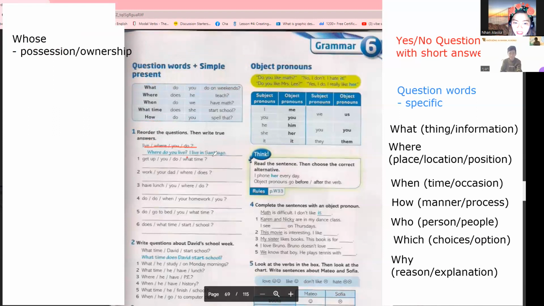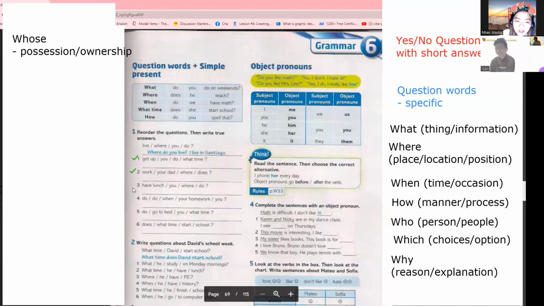Now, complete the following. Reorder the question, then write true answers. Where do you live? I live in Santiago. Number one. What time do you get up? I get up at 4 a.m. Really? That's too early. How about number two? Where does your dad work? My dad works at home.